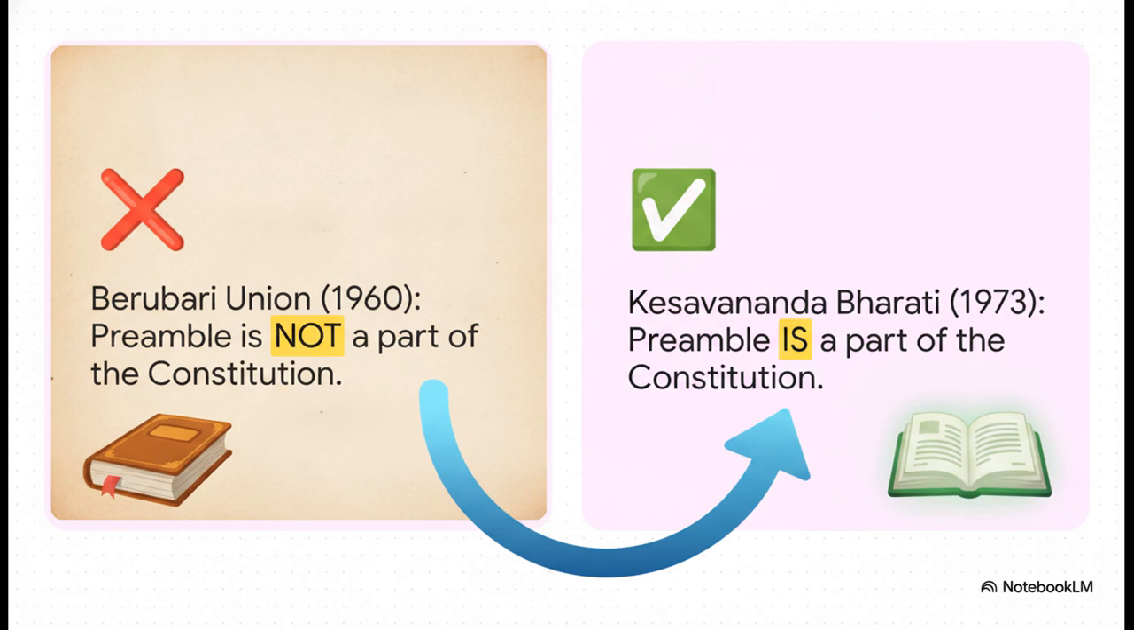Back in the 1960 Berubari Union case, the Supreme Court basically said, yes, it's significant, but officially not a part of the Constitution. But fast forward to the landmark 1973 Kesavananda Bharti case, and the court totally rejected its own earlier opinion. They looked back at the history and realized, wait, the Constituent Assembly formally enacted the preamble, just like the rest of the document. So in 1973, they firmly established that yes, it is an integral part of the Constitution.